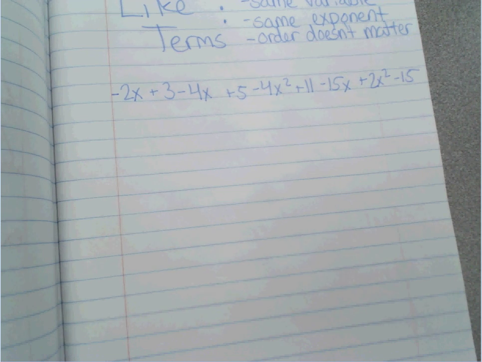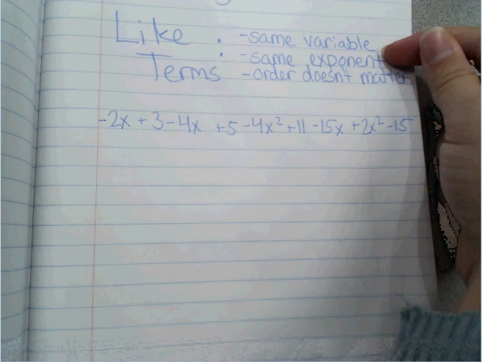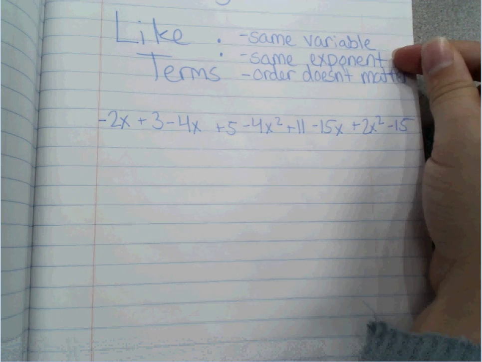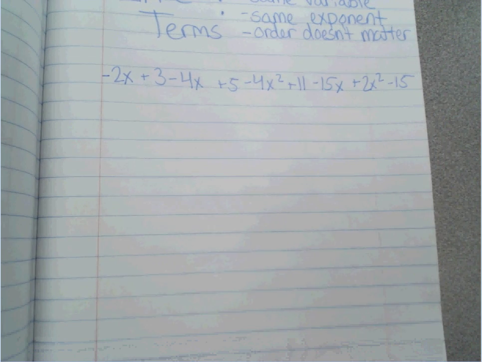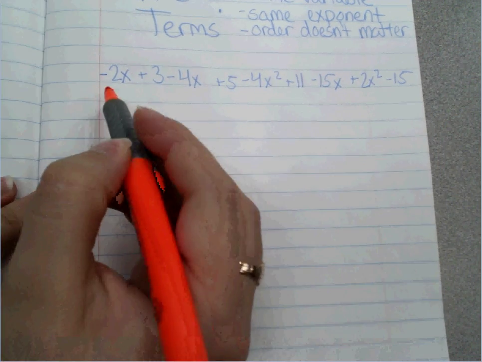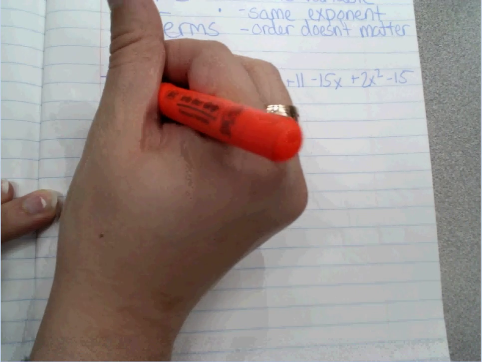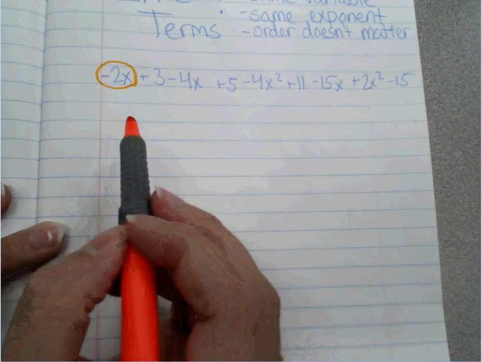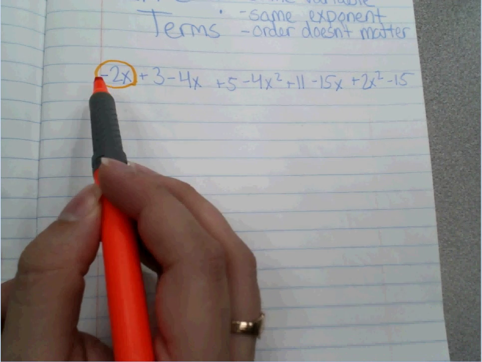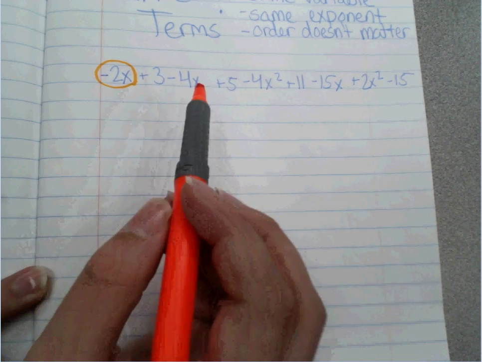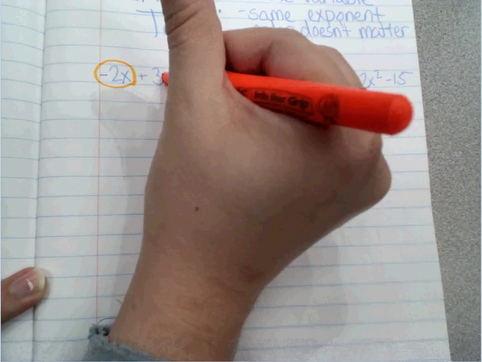So when we're dealing with like terms, they need to have the same variable and the same exponent with that variable. So let's take a look. I'm going to use different colors to show us. So if we look at, this one has an x with the number. So that's 1. I'm going to circle it, and when you circle, make sure you keep the sign that's in front. So this one has the negative in front. This one also has an x, and we're going to circle the sign that's in front.